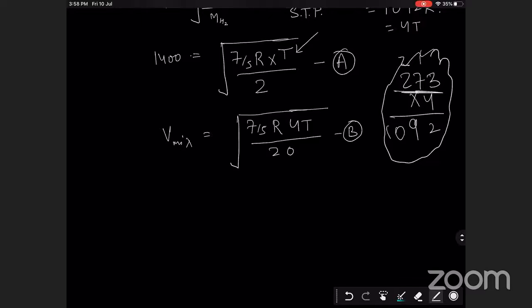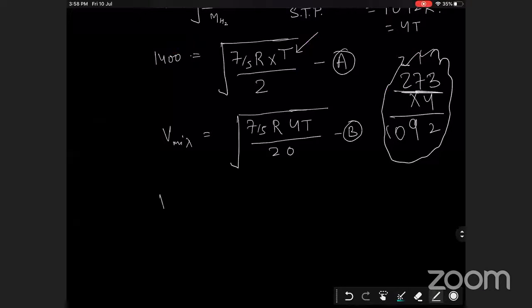Yes, sir. Check it, if there is any problem tell me. Ankita, are we getting an answer or not? Gamma will remain 7 by 5, it's a diatomic gas. So 2 will come outside. Let's divide.